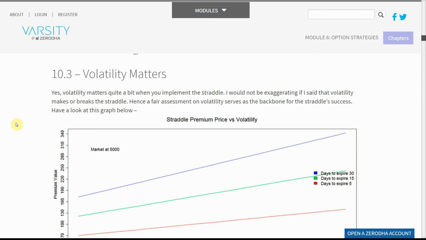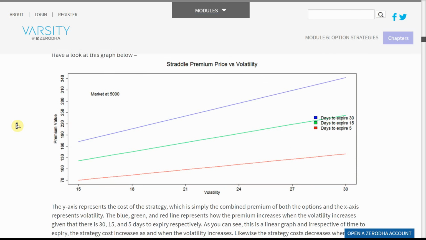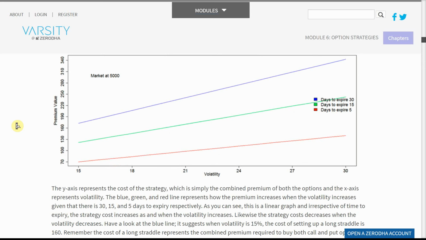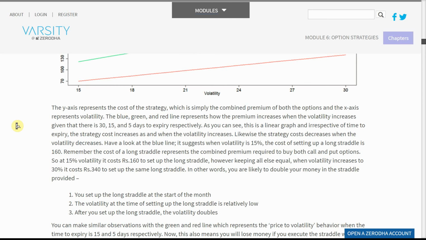The y-axis represents the cost of the strategy, which is simply the combined premium of both the options, and the x-axis represents volatility. The blue, green, and red lines represent how the premium increases when the volatility increases, given that there are 30, 15, and 5 days to expiry respectively. As you can see, this is a linear graph irrespective of time to expiry. The strategy cost increases as and when the volatility increases. Likewise, the strategy cost decreases when the volatility decreases.